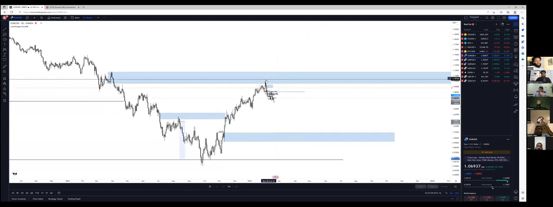Unless price breaches this high right here, we are still bearish. Price has to push up and break this high. We are then bullish because it's an extreme change of character on the daily time frame. So that is Euro USD.